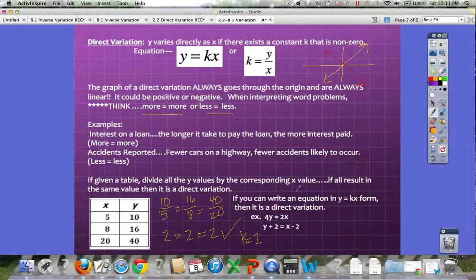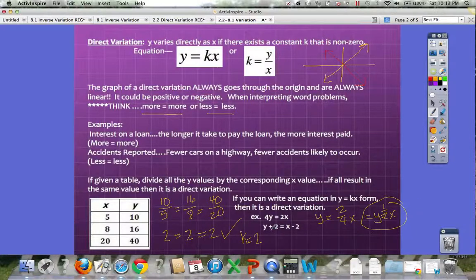Now, if you can write an equation in that y equals kx form, then it's a direct variation. For example, if you had 4y equals 2x, if you solve that for y, you would have 2 over 4x, which is the same thing as y equals 1/2 x. That is in direct variation form. Y equals 1/2 x, and that is a direct variation. There is no b on the end, and if there's no b, then it is a direct variation.